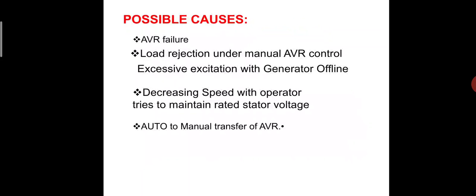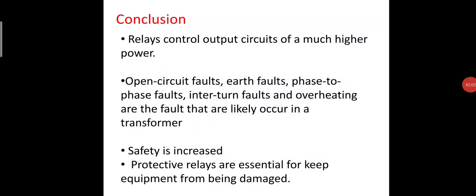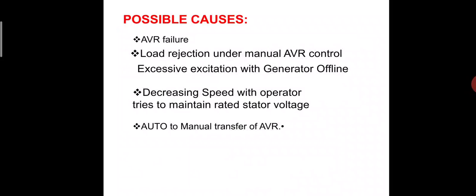Possible causes: AVR failure, load rejection under manual AVR control, excessive excitation with generator offline, decreasing speed while the operator tries to maintain rated stator voltage, auto to manual transfer of AVR.